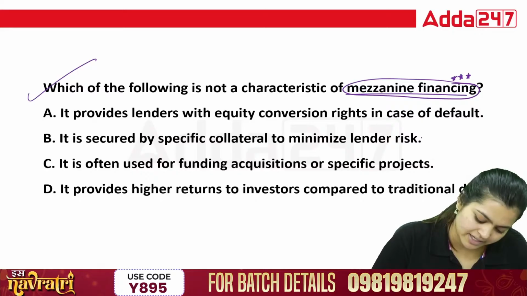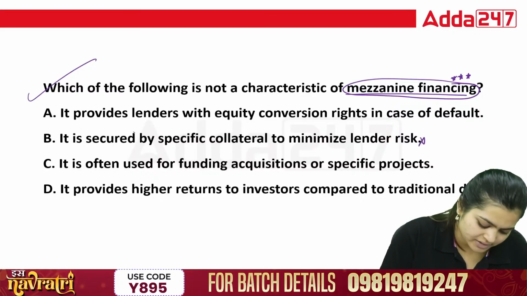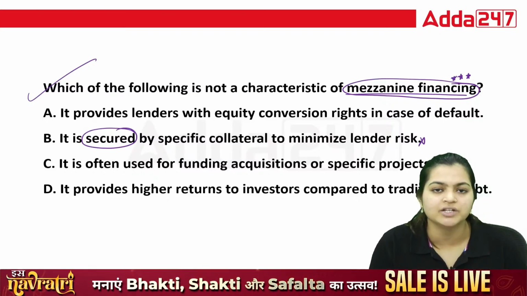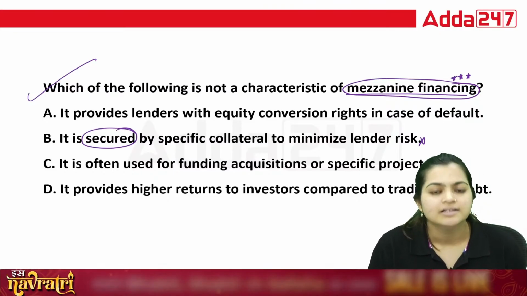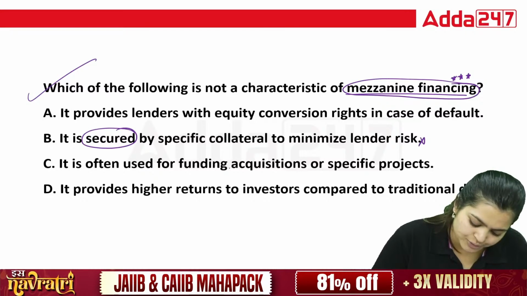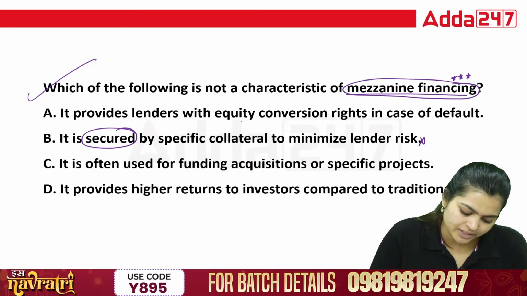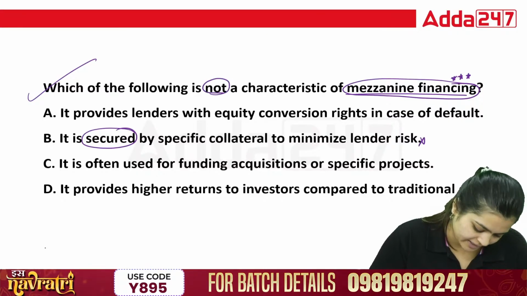This minimizes the lender risk. No, secured, we are not getting any collateral. We are not getting any collateral in exchange, so this is not the secured option. Often used for funding acquisitions or specific projects, but we need to tell the one that is not a characteristic.